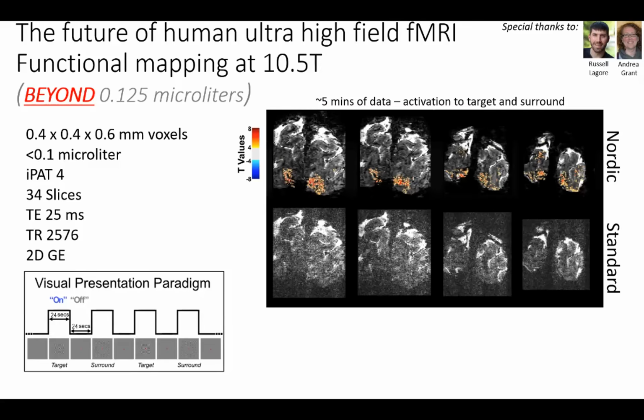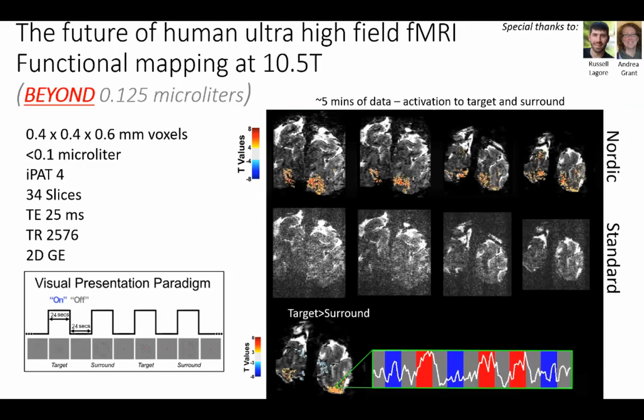These are 0.4 by 0.4 by 0.6 voxels, so anisotropic voxels. Voxel volume is more than 1 microliter. And you can see that before Nordic, the highly dominant thermal noise regime does not allow any functional mapping at all. There's no single voxel. There's actually a tiny little voxel here that is active that you cannot see, I don't think, but there's one. Otherwise, nothing else.